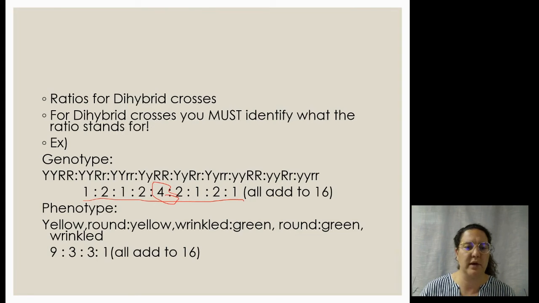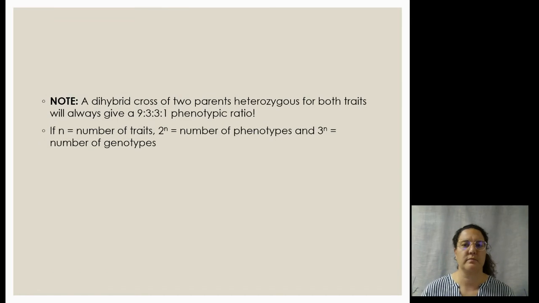But for the phenotypic ratio for a dihybrid cross, this is our common phenotypic ratio, which is 9 that show the dominant traits. 3 will show one dominant, one recessive. 3 will show the other dominant, another recessive, and 1 will show both recessive traits. So a dihybrid cross of 2 parents heterozygous for both traits will always give a 9:3:3:1 phenotypic ratio.